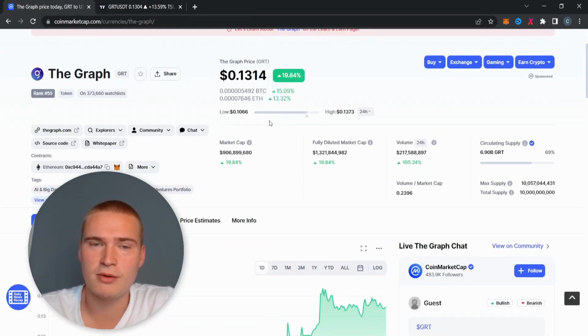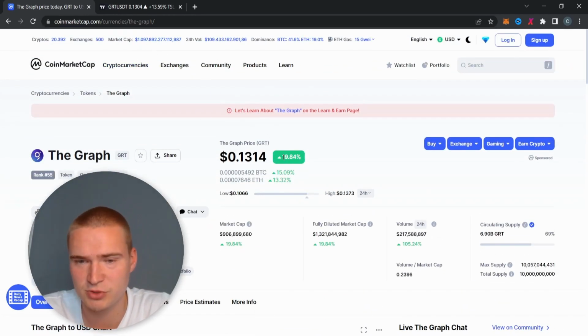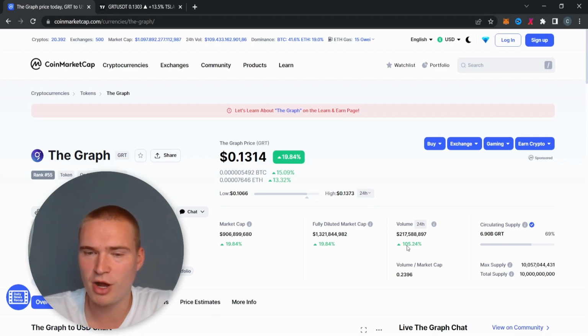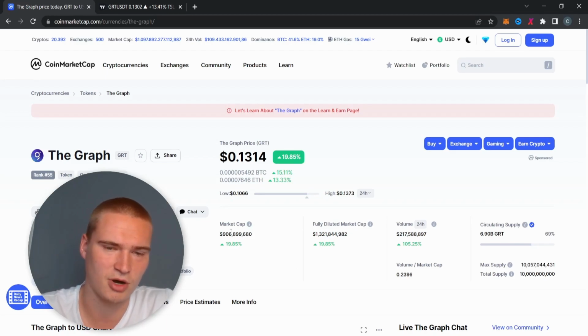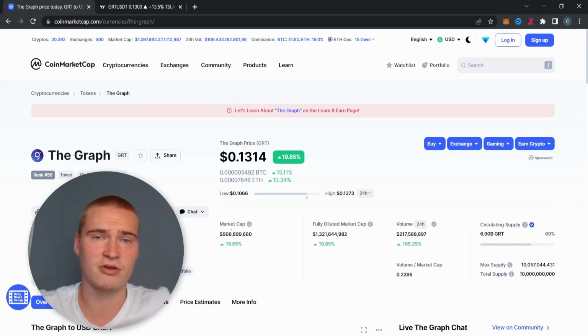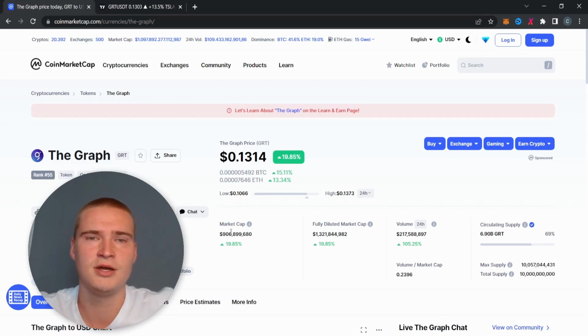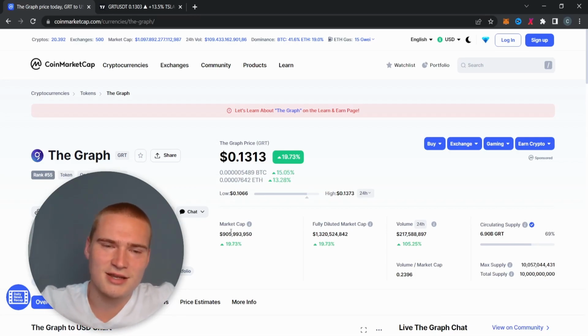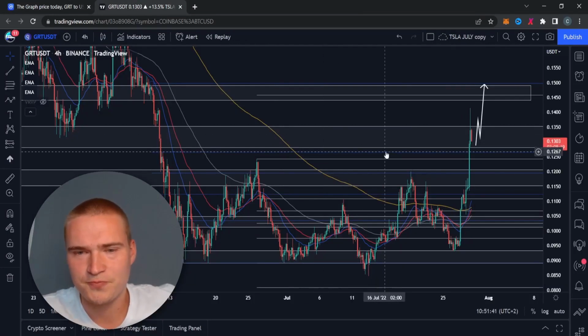But the main reason why we're analyzing it today is because obviously the whole market is pretty bullish, and the Graph today has joined that with a 20% gain. Volume up to 200 million, which is great to see, almost a quarter of the market cap. So there are definitely things possible with that volume in terms of big moves. So let's dive right into it. Let's take a look at the Graph on TradingView.